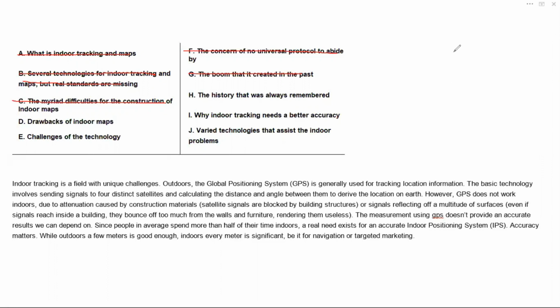We have finished all the six paragraphs and we have got 1, 2, 3, 4, 5 answers. The third paragraph, like I told you, we've come back to. All we understood was challenges of the technology and why indoor tracking needs better accuracy. We're just actually waiting to see if one of the options gets eliminated. But unfortunately, the options didn't get eliminated. So let's understand again. Are they talking about the challenges of the technology or about better accuracy?